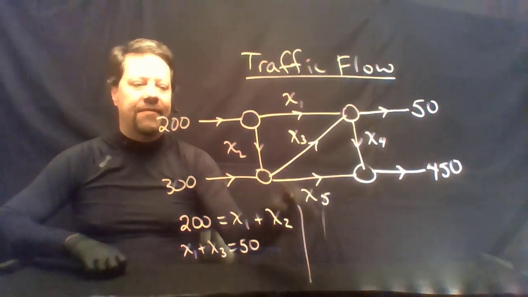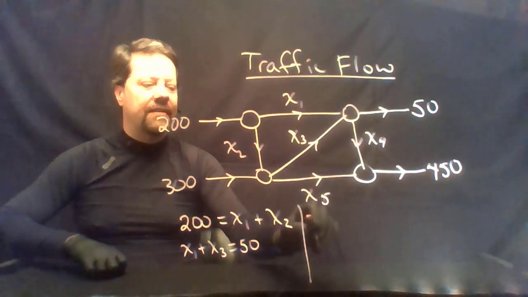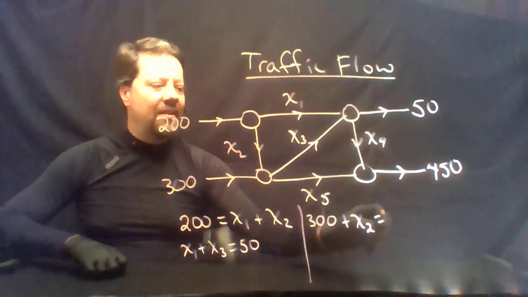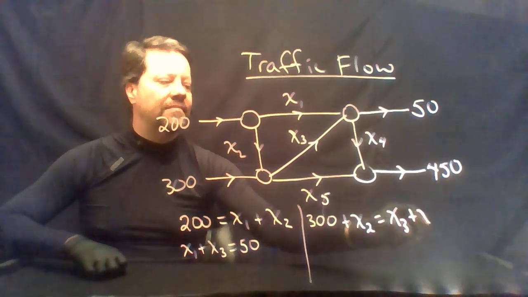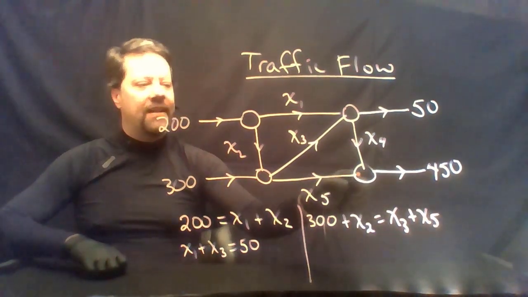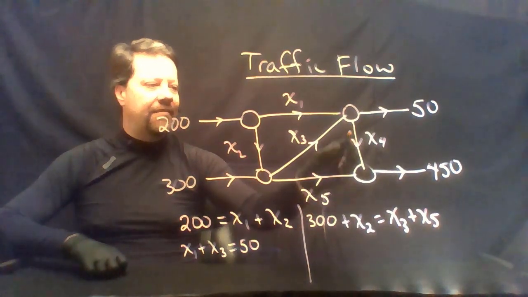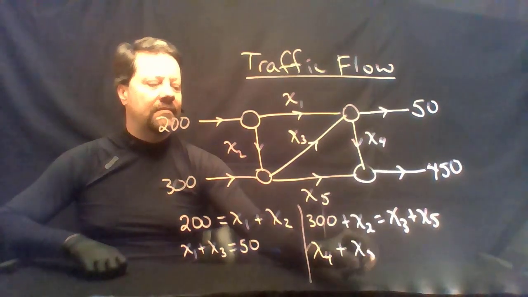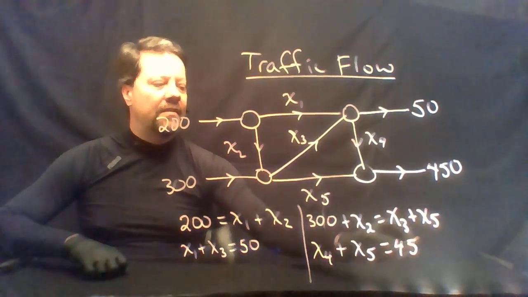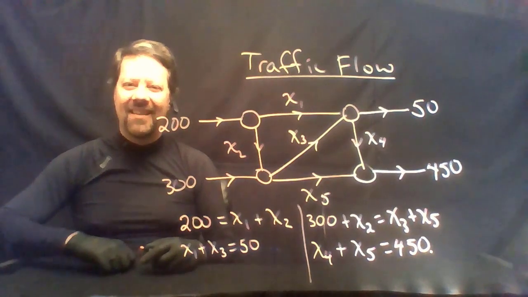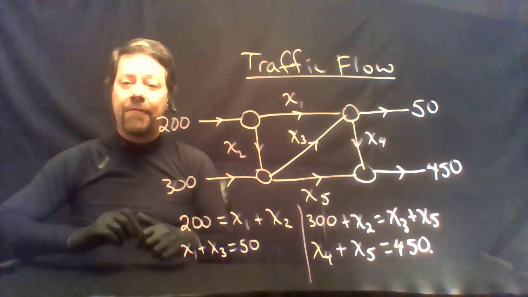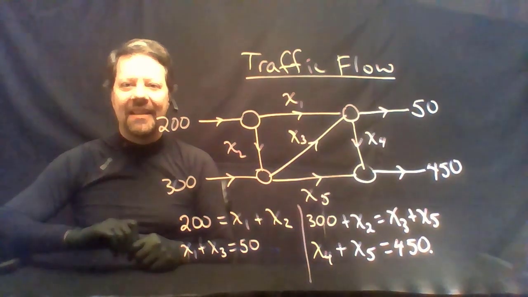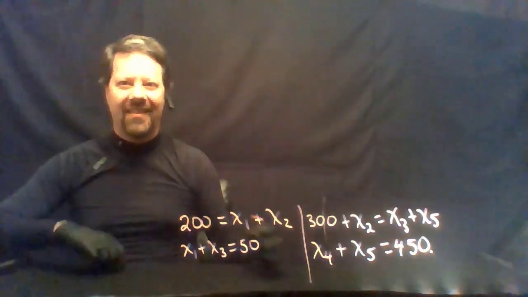On the lower left, we'll have x2 plus 300 equaling x3 plus x5. And then on the lower right intersection, we'll have x4 plus x5 equal 450. This gives us a system of 4 equations in 5 unknowns. We know going in that this will be underdetermined.